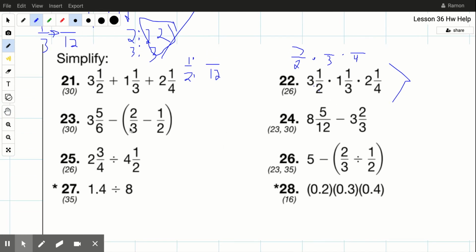For 23, 3 and 5/6 minus 2/3 minus 1/2. So similar story. We're going to have to find the common denominator, which is 6. So 2/3 needs to be a fraction out of 6. 1/2 needs to be a fraction out of 6.